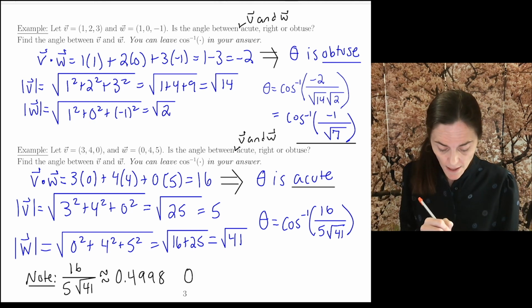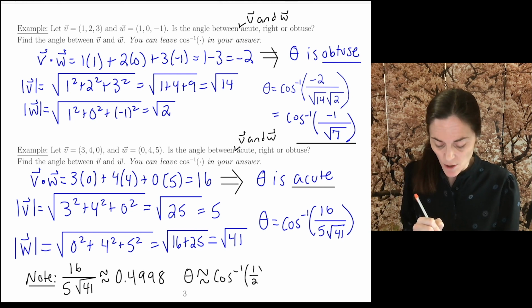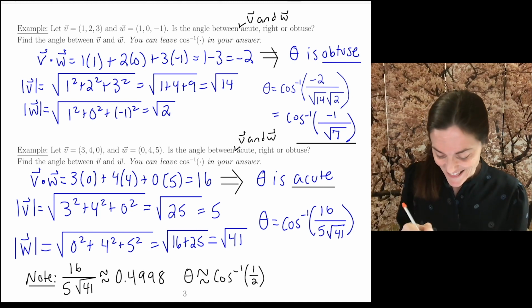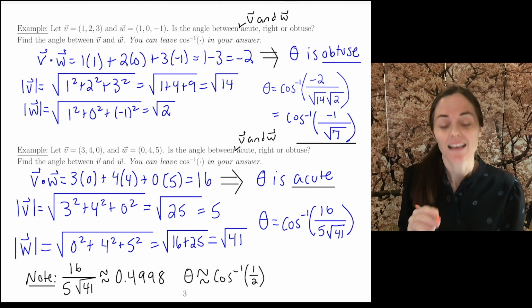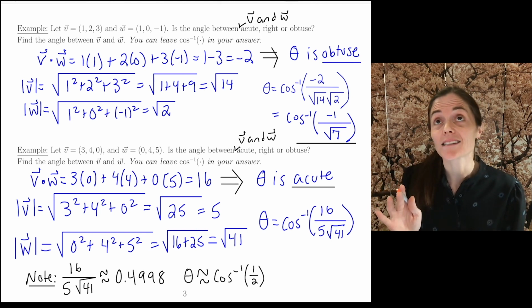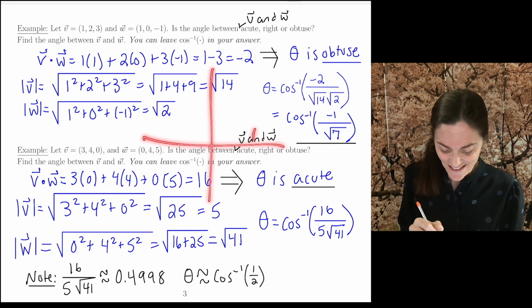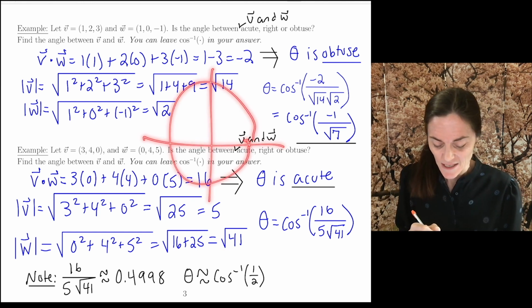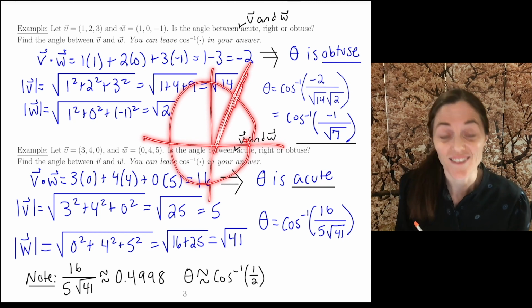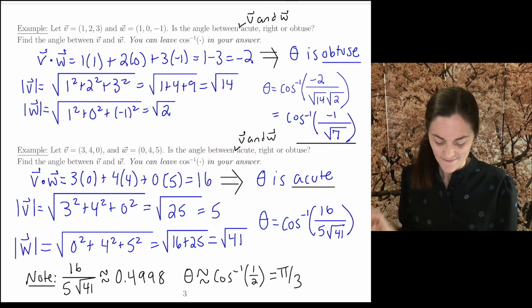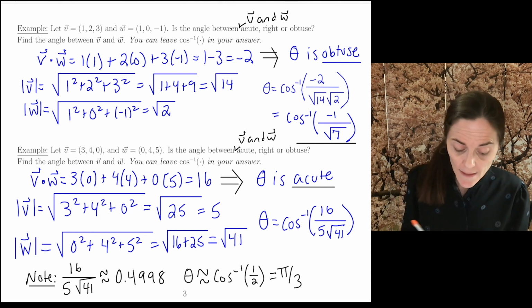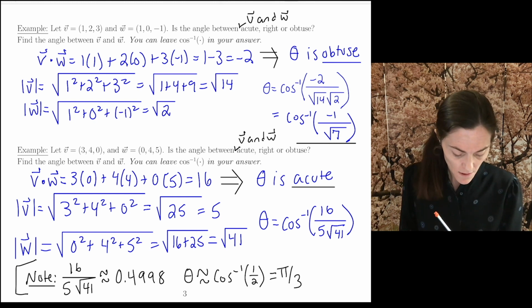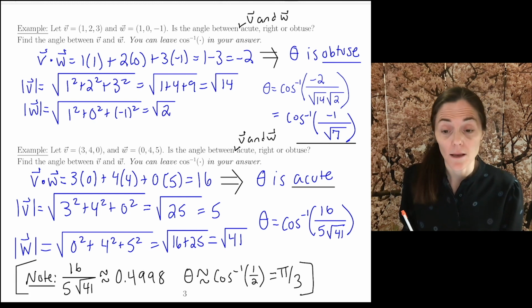And so theta is approximately, this one we actually know. It's not equal because this is not 1/2, but it's very close. The cosine is 1/2 at pi over 3, so theta is very close to pi over 3 here. It's not exact, but that was more a comment than anything else. We can leave the cosine inverse in our answer here.